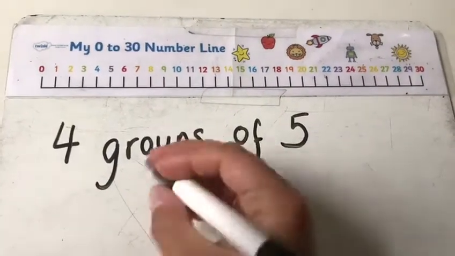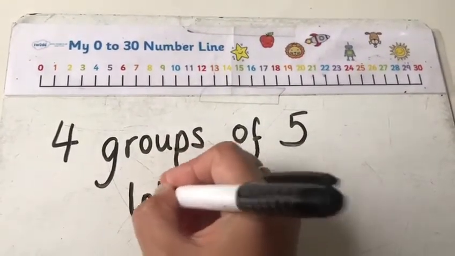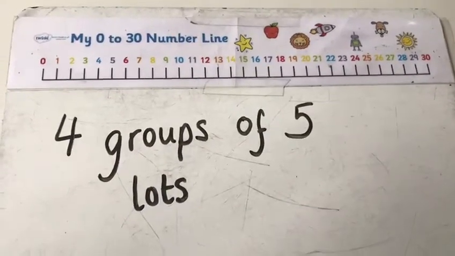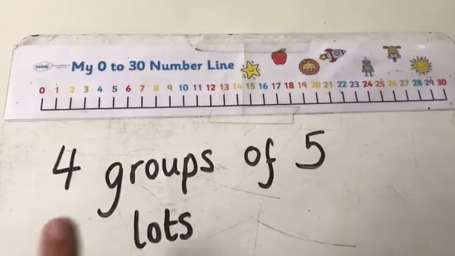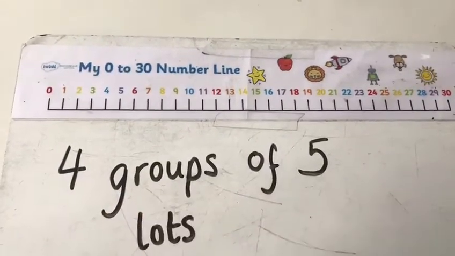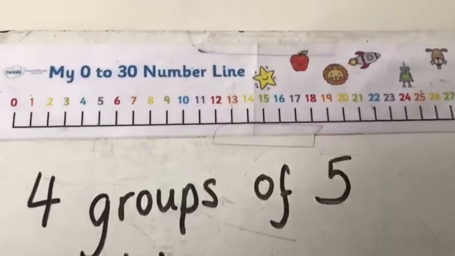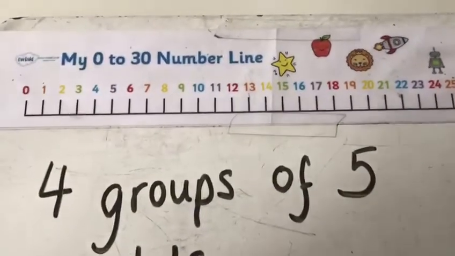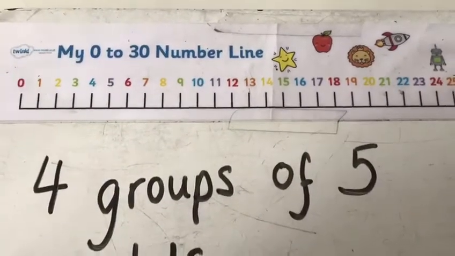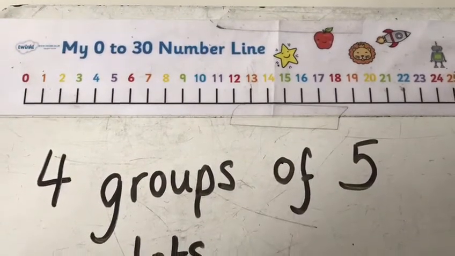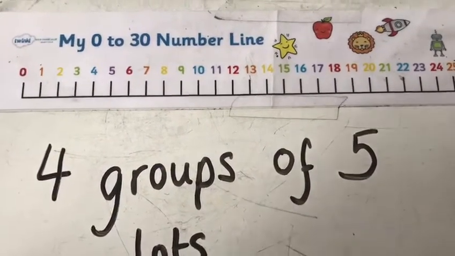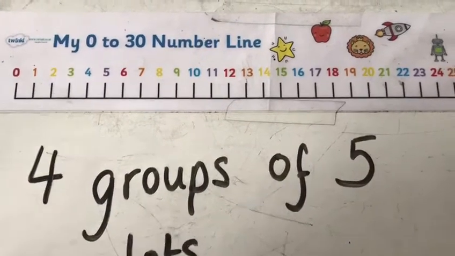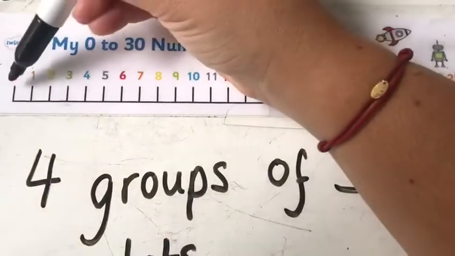Or I could use the word lots, because when we talk about multiplication, we either say groups of or lots of. So I'm trying to work out what 4 groups of 5 is. Now I'm going to use my number line, and I want you to help me count in 5s starting from 0. So I'm not going to be making single jumps in 1s like we sometimes do. I'm going to be making big jumps in 5s. So count with me from 0.